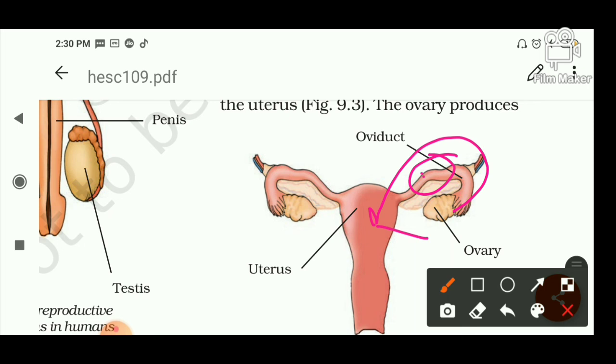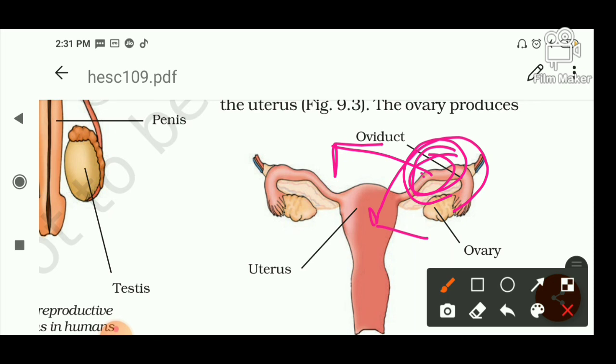And once a female reaches puberty, a mature egg is released from either of the ovaries into the fallopian tube, and every month one egg is released. The fertilization of an egg also normally occurs in the fallopian tube. If you are asked where the fertilization takes place in the female reproductive system, then the answer will be in this fallopian tube. Here the fertilization takes place, right?